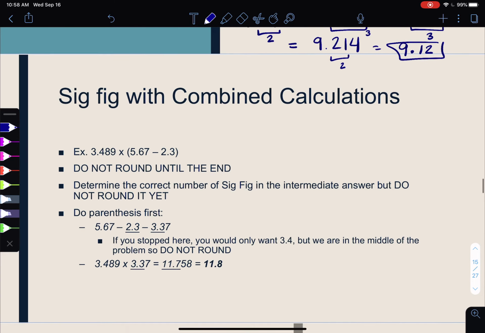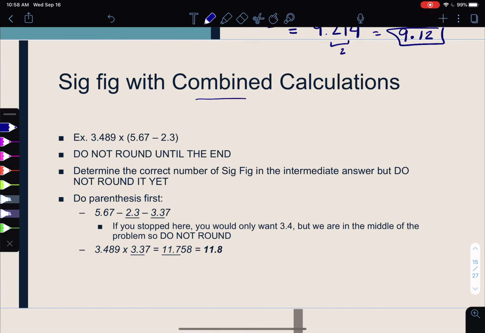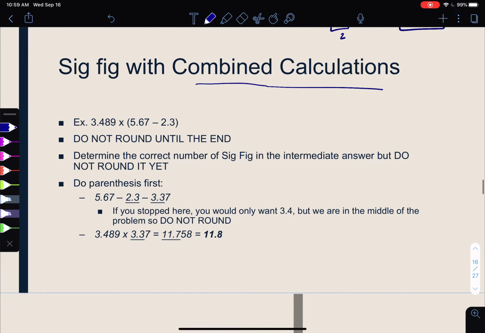Okay. All right, so when you're doing combined calculations, you're going to follow the rule that you learned when you were young about the parentheses and everything and which one comes first. But the main thing that we have to learn is do not round until the end. Whatever you do, you want to figure out how many sig figs you need, but you don't want to round until you're absolutely done. So in this problem right here, we have parentheses. So the parentheses come first. So we have to do this part first.